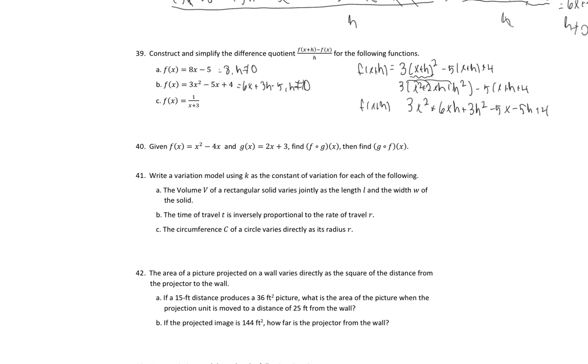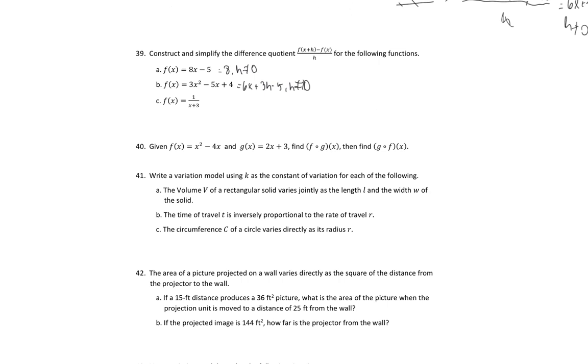Okay. Now for the last one, probably, in my opinion, the trickiest one. First, I'll write out what my f of x plus h is. Well, it's going to be 1 over, and we're going to see the x and replace it with x plus h plus 3. So when I do f of x plus h minus f of x, I'll have 1 over x plus h plus 3 minus 1 over x plus 3, all over h. To simplify this, I want to combine these two into a single fraction.